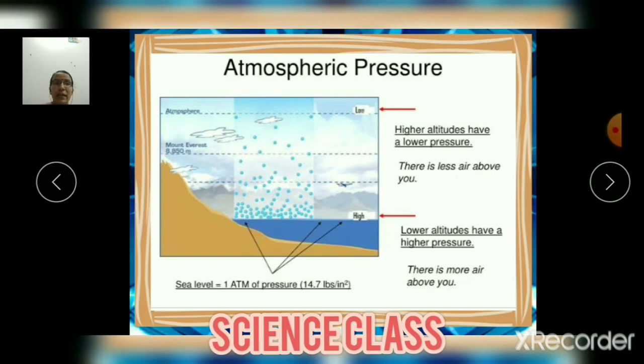So that means the air pressure will be higher at the lower altitude, but here there is less air, so it creates less pressure. Here there is more air and it creates more pressure. So lower altitudes have higher pressure and high altitudes have less pressure.